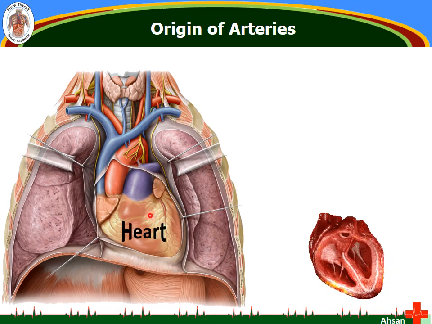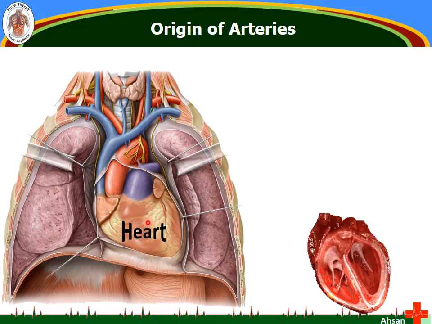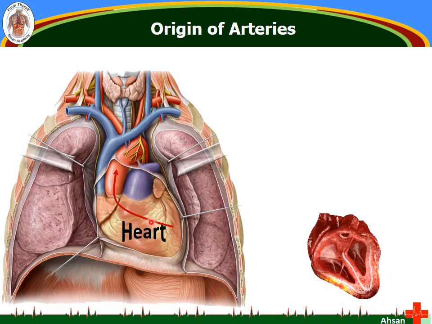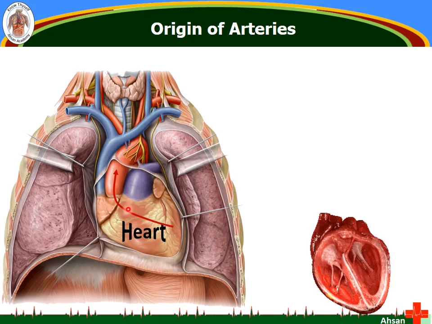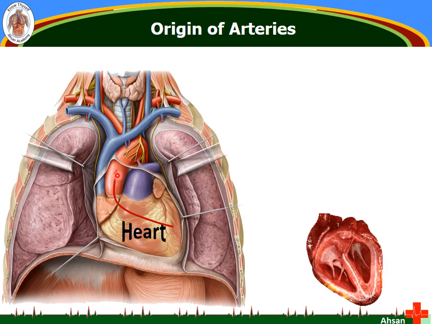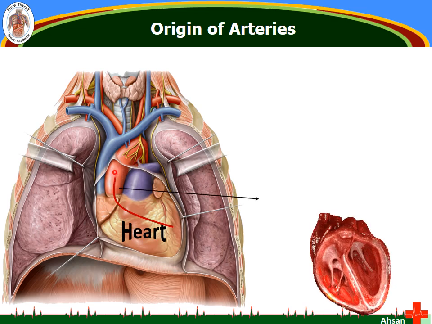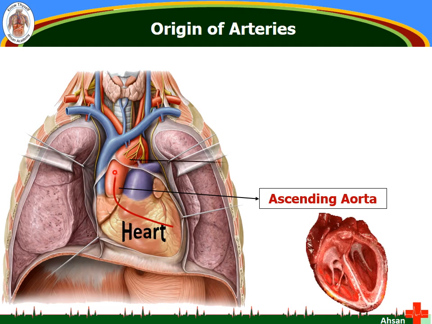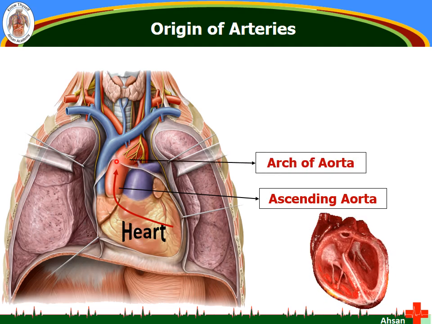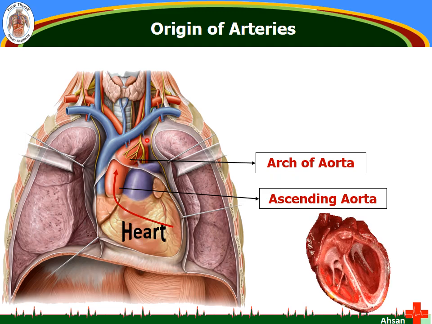This is the heart, the beating heart. You can see it is present in the central part of the thoracic cavity, and when it pumps, the blood from the left ventricle passes into the ascending aorta. From the ascending aorta, it gets inside the arch of the aorta. This is the ascending aorta, and this one is the arch of the aorta.